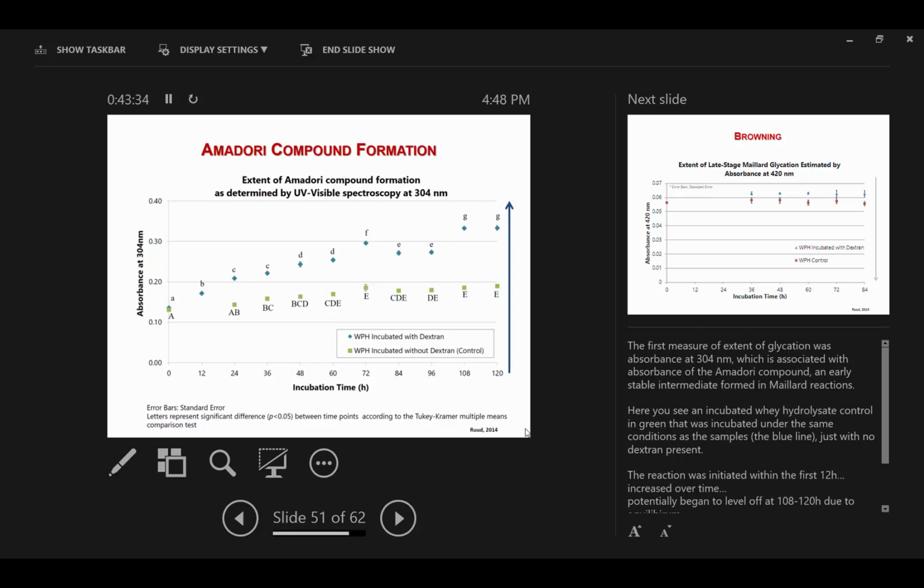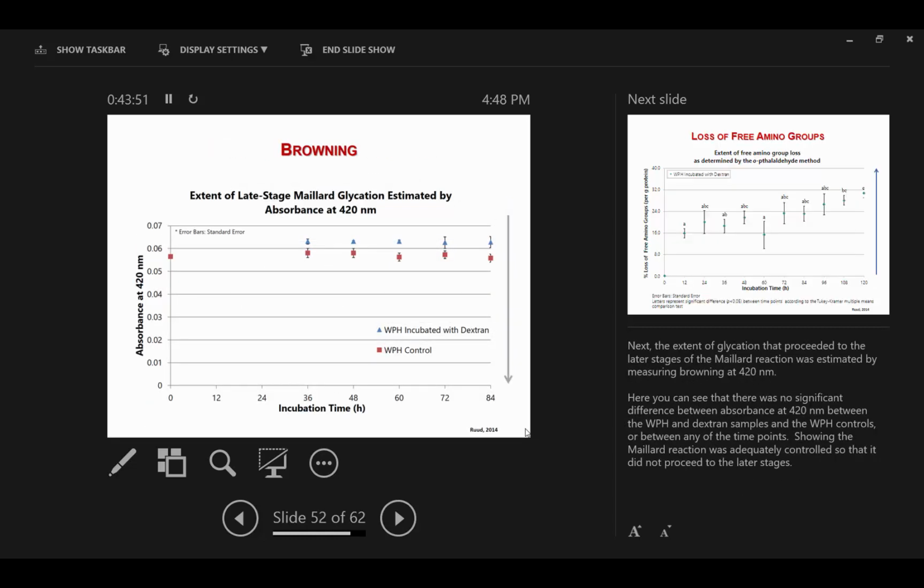Usually you would run a control alongside your glycated sample. The control does not have your dextran added to it. And then you would measure and determine which point has the highest glycation. But at the same time, you have to take into account browning, because we don't want the Maillard reaction to proceed further than the initial stage. So we monitor browning.